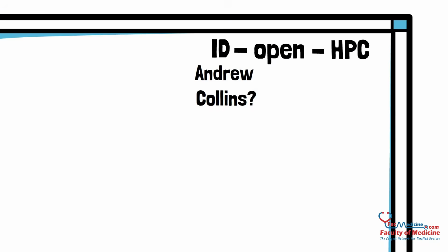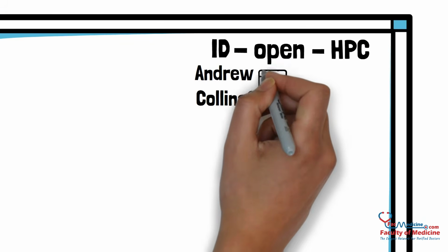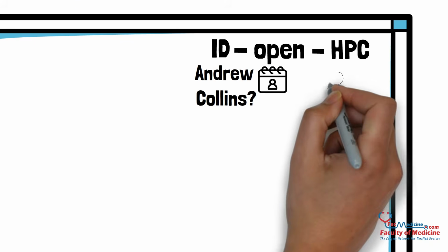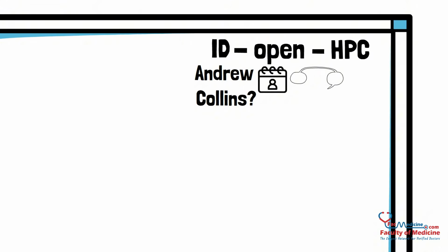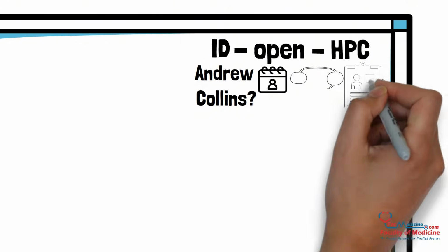Let's start with the right side because this is the backbone of my consultations. At the very top, I have written identity, open question, history of presenting complaint. For example, am I speaking to Andrew Collins? Could you confirm your date of birth, please? Then I open with something like, what would you like to discuss today? And move into the history of the presenting complaint.